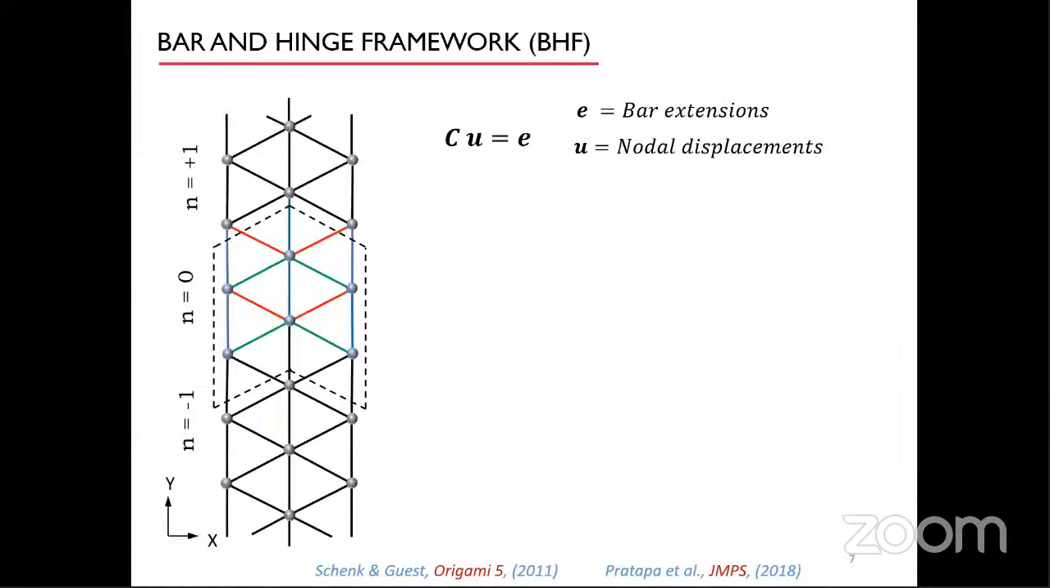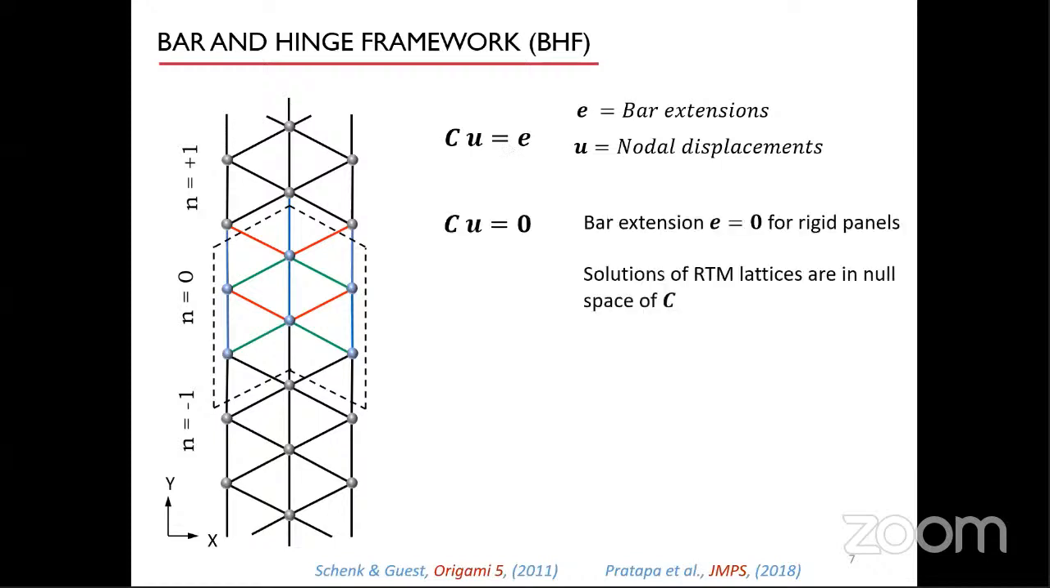In order to verify the number and shape of independent deformation modes in folding angle formulation, we chose to alternatively model the 1D lattices with the bar and hinge framework, where planar panels are replaced with stretchable truss members along the edges. Each unit cell has 6 nodes, each with 3 displacement degrees of freedom, that is 18 degrees of freedom per unit cell. The compatibility matrix C relates the vector of bar extensions e to the vector of nodal displacements u. However, if panels are rigid, bar extensions are 0. So all kinematically admissible solutions must satisfy Cu equals 0.